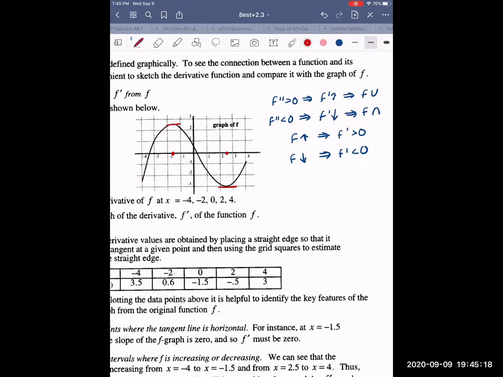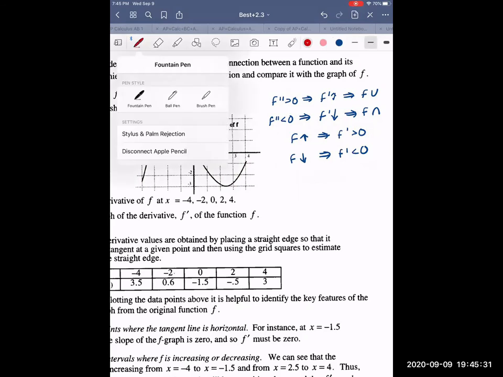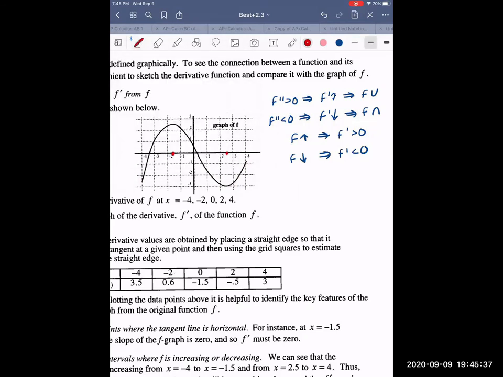What I know is that my function f is increasing from -4 to -1.5. So what I know is that my derivative graph has to be above the x-axis. Now I really don't care where it is above the x-axis. What I care about is that it's above and it's heading toward this very first 0 right here. So I do something like this. It does not have to be perfect, okay? Then what I notice is from about -1.5, so right from this bump to the next bump, my graph of f is decreasing, which means that my derivative has to be below the x-axis.